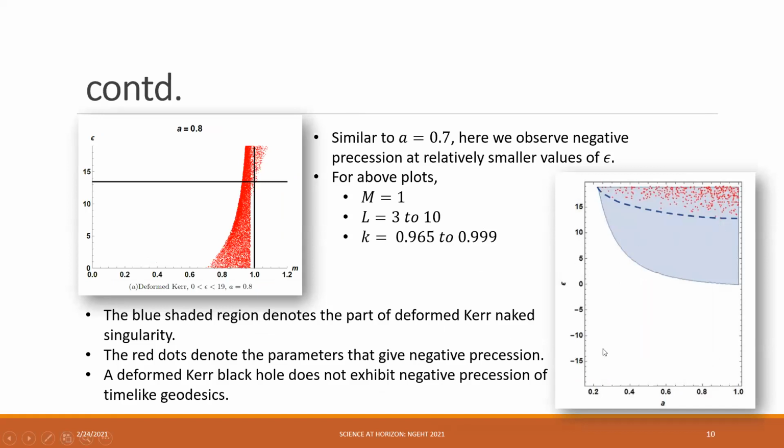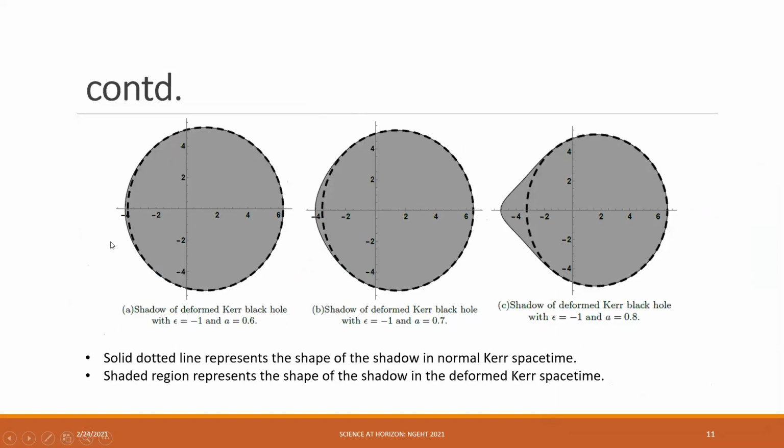Now, as we go on increasing the spin parameter, we observe negative precision at relatively smaller values of deformation. In this particular plot, the blue shaded region is the region for the existence of a deformed Kerr naked singularity, that is for epsilon greater than 1 and the spin parameter between 0 and 1. This dotted line separates the positive precision from the negative precision. All the red dots which you see in this figure are the solutions for negative precision.